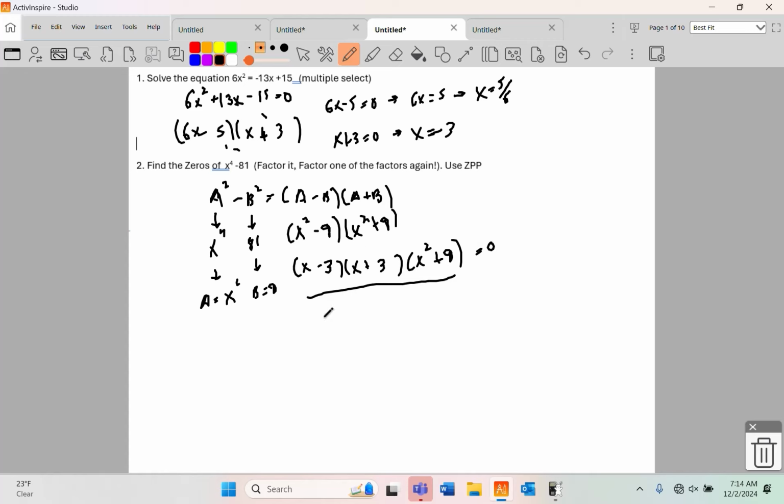We're going to use the ZPP. So this one says x is 3. This one says x is negative 3. And this one is worth showing the work. Subtract 9 from both sides. The opposite of squaring is square rooting. Don't forget your plus or minus symbol. I know this is imaginary. Plus or minus 3i. So there's your 4 zeros. It had 4 zeros by the fundamental theorem of algebra.